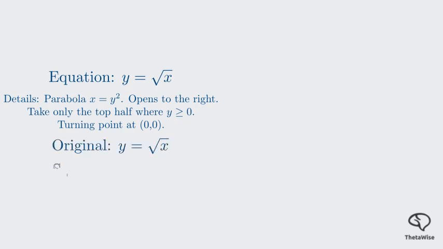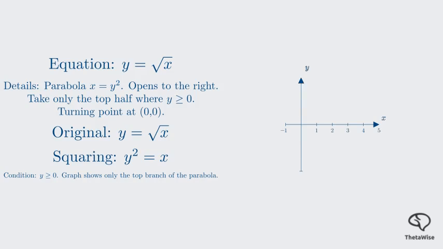We now recognize x equals y squared as a parabola that opens to the right with its turning point at the origin. But here's the crucial detail. Our original equation was y equals the positive square root of x. This means that y cannot be negative. Therefore, we must only consider the top half of the parabola x equals y squared, the part where the y values are positive or 0. This gives us a single upward curving arc starting at the origin.